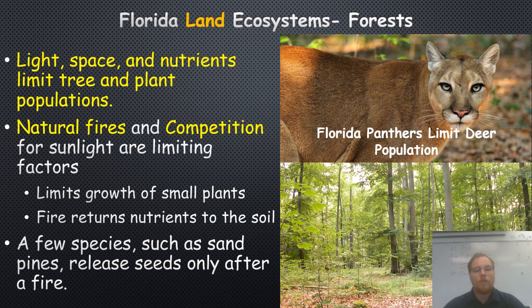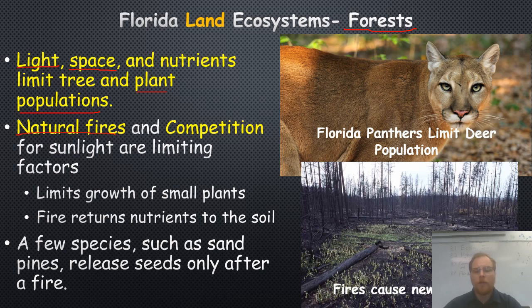Next we're going to be talking about forests. In forests, the limiting factors are going to be light and space because trees are competing with each other inside of a forest. The smaller trees are going to be competing for light and nutrients along with the bigger trees, and that can limit the plant population. Natural fires are actually a really important thing for forests too. They burn away the smaller plant growth and cause brand new life to spring up. This lets the larger trees grow back and not have as much competition. But it also lets smaller things grow too.